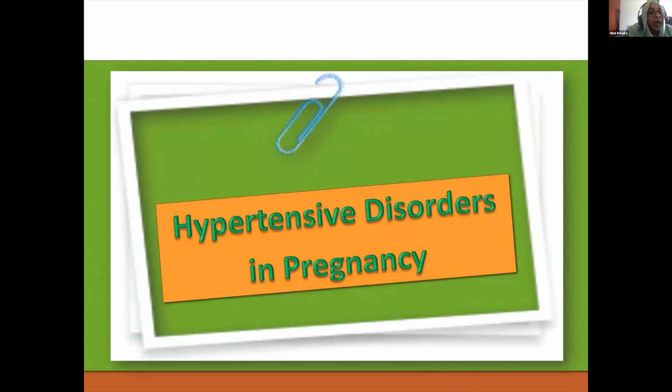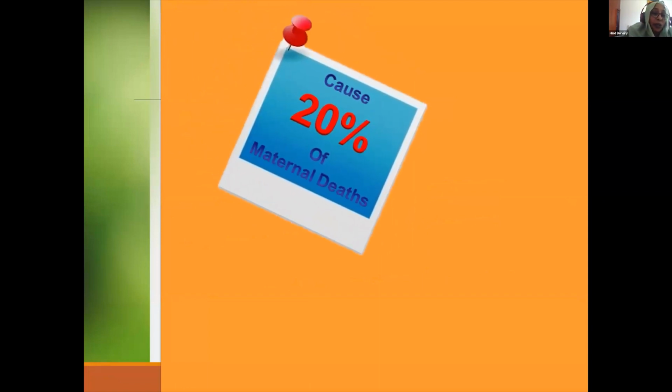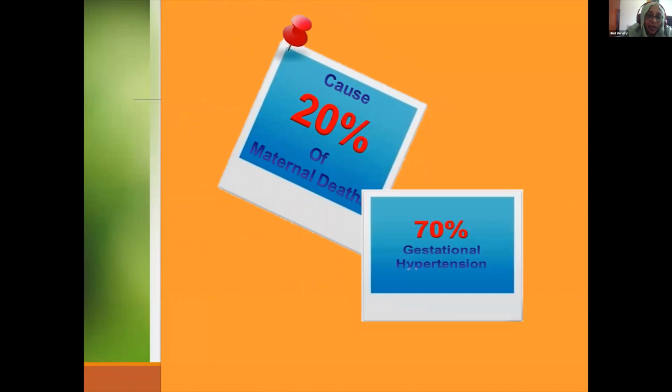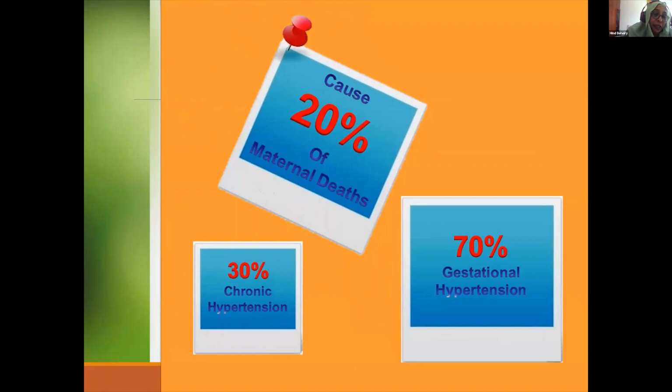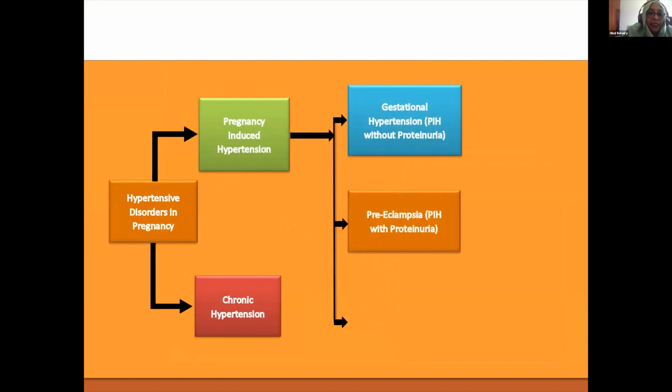Our literature review on hypertensive disorders in pregnancy is that they cause 20% of maternal deaths, and usually 30% are from chronic hypertension, and 70% are caused by gestational hypertension. The hypertensive disorders in pregnancy can be either chronic hypertension or pregnancy-induced hypertension. The pregnancy-induced can be gestational hypertension without protein in the urine, or preeclampsia with protein in the urine.